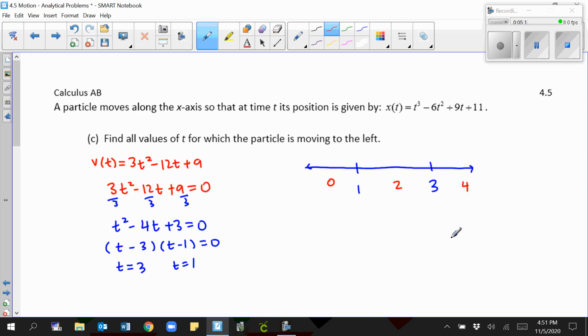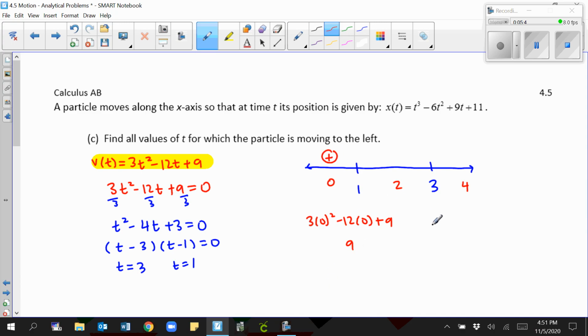So what I'm going to do here is plug those into my velocity to see if it's positive or negative, and that'll tell me if it's moving to the left or moving to the right. So when I plug 0 in, and we'll use this equation right here, I end up with 3 times 0 squared minus 12 times 0 plus 9. So I end up with 9, which is a positive number.